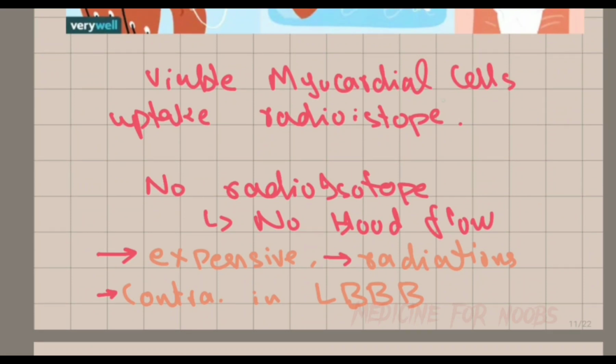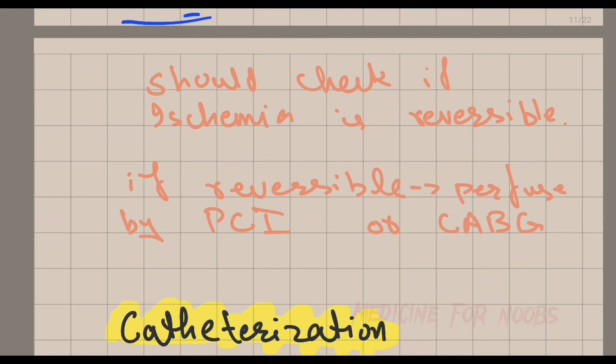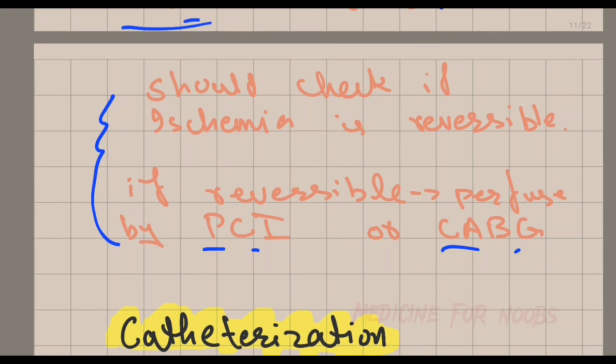What happens here is that the viable myocardial cells take up the radioisotope, so they can be detected in the imaging, while in those cells which are not viable, no radioactive isotope is taken up and there is no blood flow. Something about the nuclear test is that it is expensive and involves radiation, which most patients do not prefer, and it is contraindicated in left bundle branch block. With the stress test, we should check if the ischemia is reversible or not. If it is reversible, then we can arrange specific measures to reperfuse the patient by PCI or CABG.